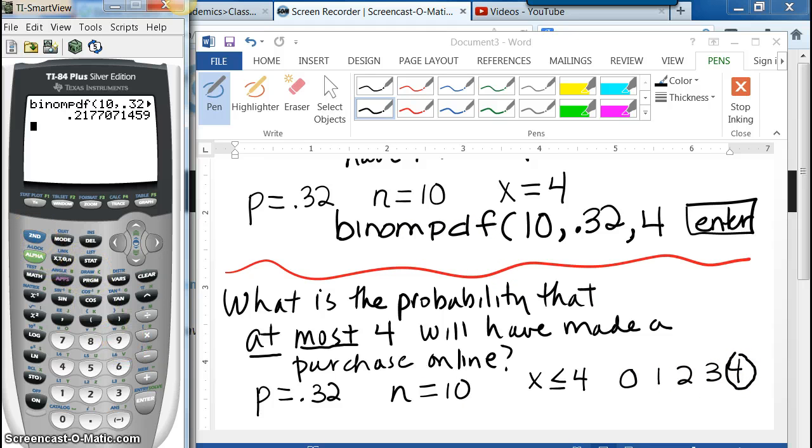So I'm going to click second here, vars, that has the distribution above it. I'm coming down.